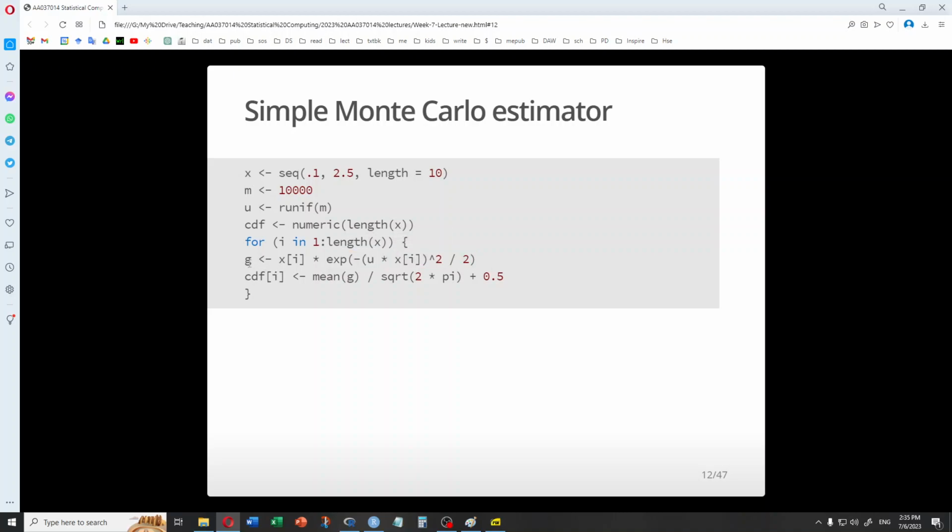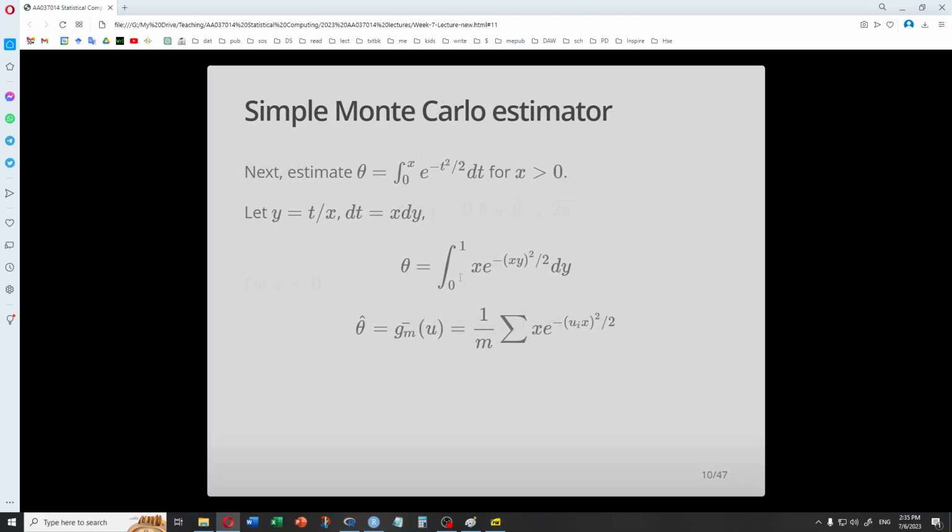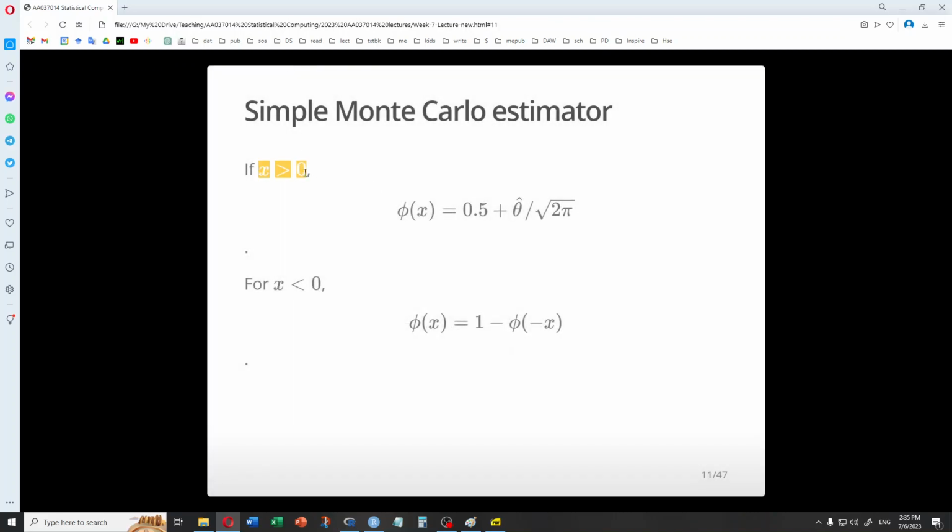And then the CDF is given by the mean of x divided by the square root of 2 pi plus 0.5. This is because we are considering x larger than 0, so the CDF is given by 0.5 plus the estimated theta divided by the square root of 2 pi.